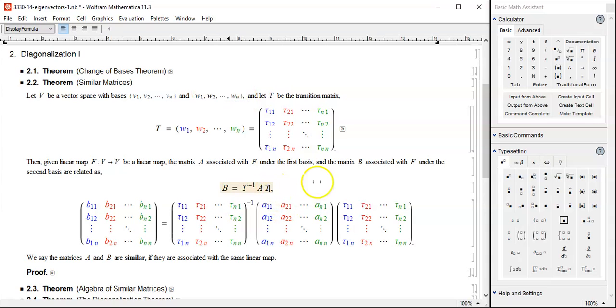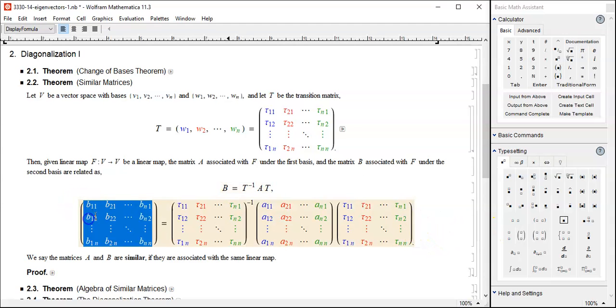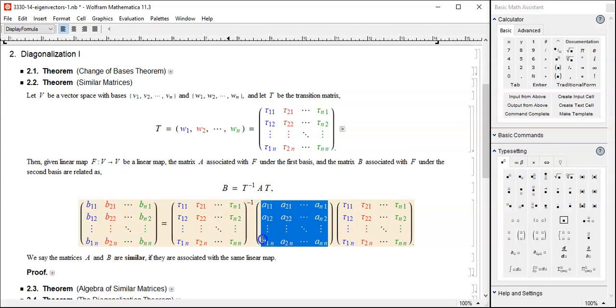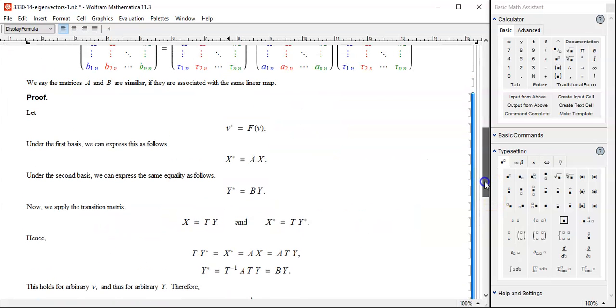Turns out we have T inverse A T, same as before, or kind of like this. So B1 is the first basis, B2 the second basis, and so on. We are doing all the columns as usual, and then we have T inverse A T. Okay, how do you prove that?